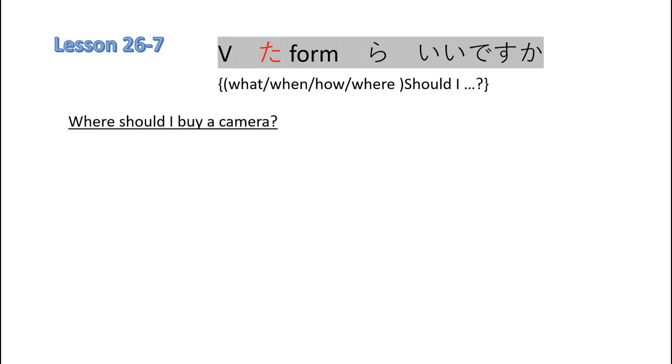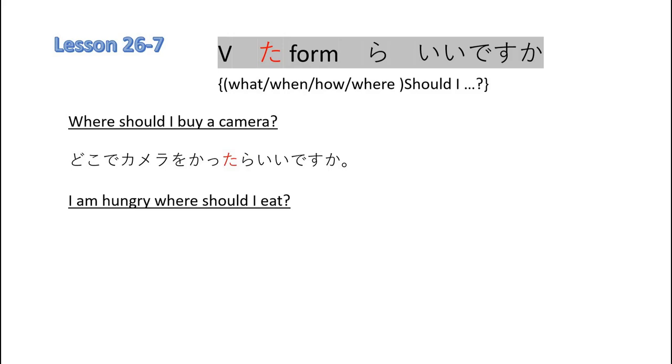For example, where should I buy a camera? So the speaker is asking for suggestions. Where should I buy? どこでカメラを買ったらいいですか? So 買います is the verb here, to buy. Ta form is 買った and then we add らいいですか. 買ったらいいですか? どこでカメラを買ったらいいですか?